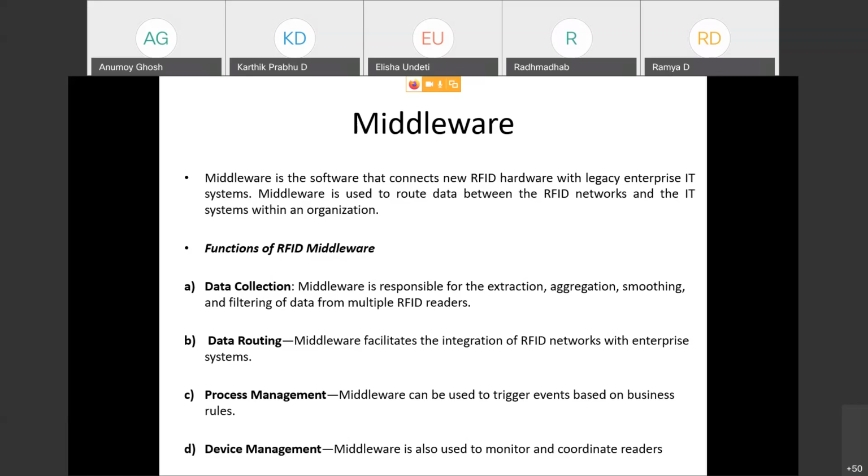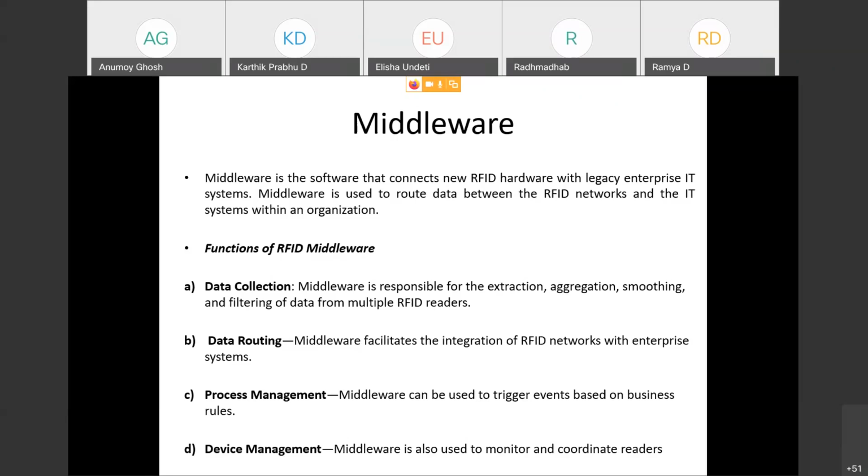For each reader, the middleware will collect the data, and the data collected by the middleware is the data directly captured by the reader from the tag. So the data will be contaminated by noise. One function of the middleware is to remove the noise, smoothen the signal, and then demodulate the signal. After demodulating, it gets the baseband signal, and from that baseband signal the binary data is collected and fed to the controller. So that is data collection.